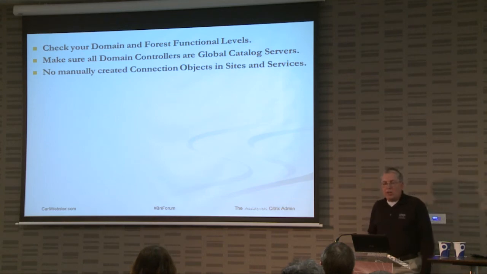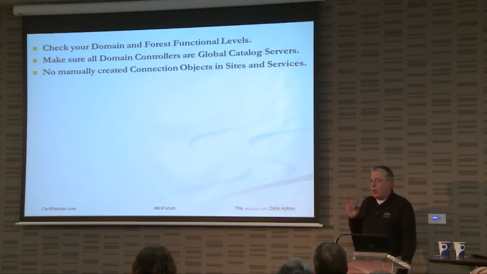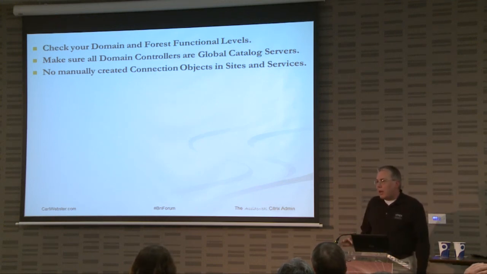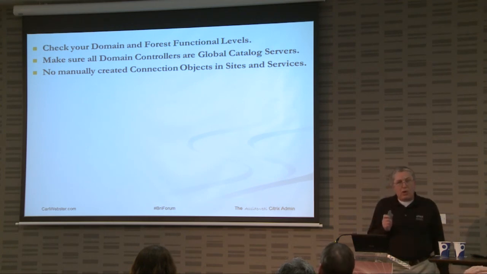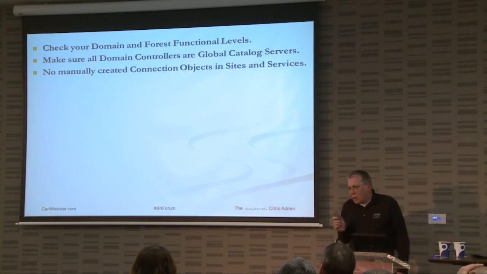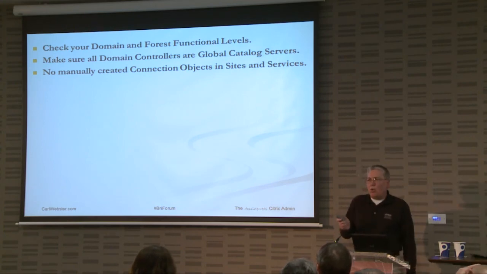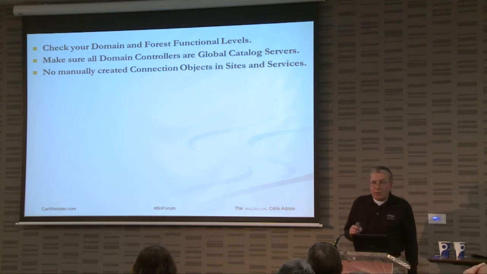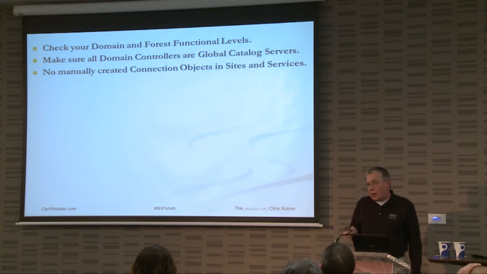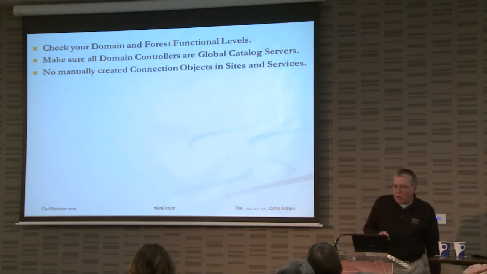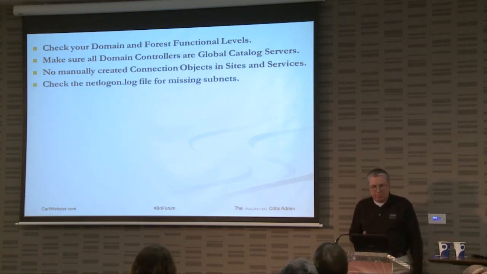And we're going to have no manually created connection objects in sites and services. There should never, ever, ever, for any reason, be a manually created connection object in sites and services. If you think you have to have a manual connection object between domain controllers, then you have something wrong in sites and services. You either don't have your sites defined right with the right subnets, or you don't have site links generated to let KCC know how it can actually go out and connect all the different sites and all the domain controllers. You need to fix your issues in sites and services before you create manual connection objects.